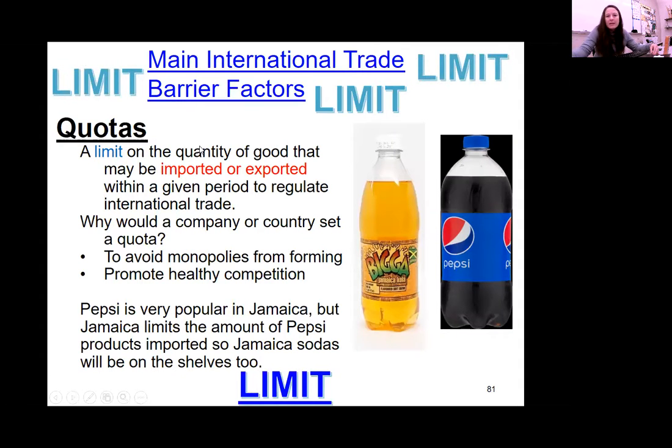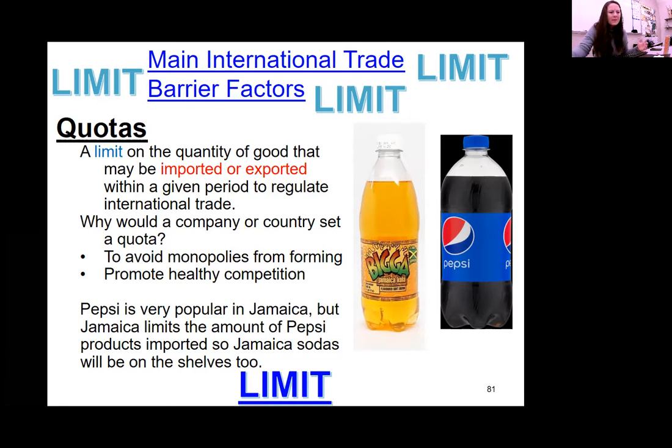A quota is a limit. Think about a police officer. Police officers are said to try to make their quota by the end of each month. So a quota is a limit on the number that you can import into your country. It's the quantity. I gave you an example with that soda we talked about at the beginning. Jamaica will only import a certain amount of, let's say, Pepsi into their country. So when you go to the grocery store in Jamaica, you'll see Jamaican sodas and Pepsi and Coca-Cola products. You won't just see Pepsi and Coke. They put a limit on the number of Pepsi products they import.